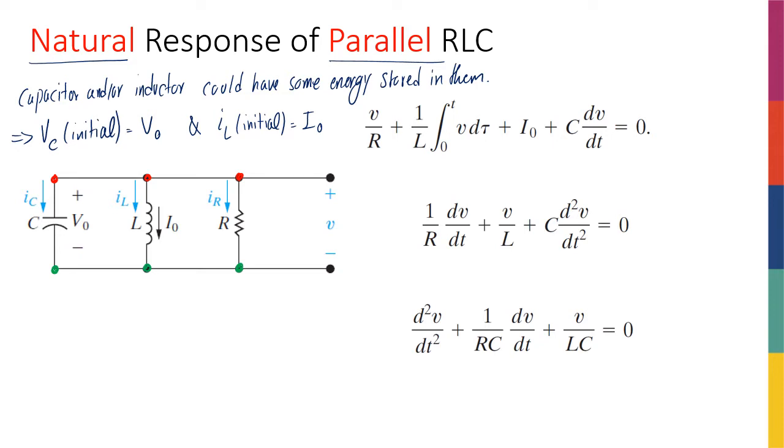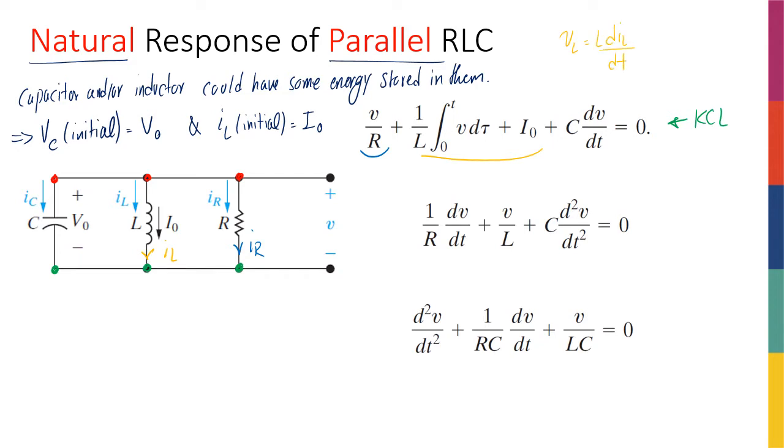So let's write KCL. If I write KCL, I'm going to get this. So what are these things? The first term here is the current of the resistor, V divided by R. The second term, let's use a different color, here is the current of the inductor, right? So this is IL. I know that VL, the voltage of an inductor, is L dIL over dt, right?